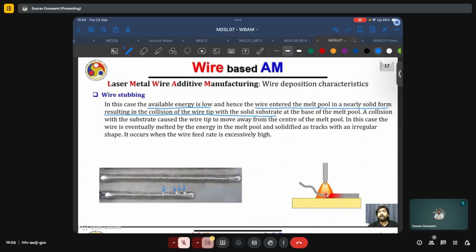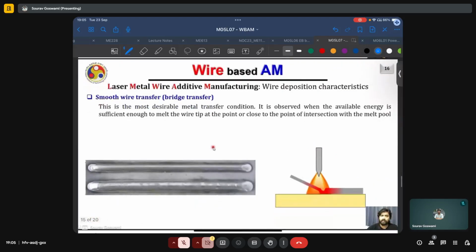It's not like the wire will remain entirely solid. In fact, most of it will melt away by the energy in the melt pool and it will solidify as tracks with irregular shape. And this can occur when the wire feed rate is too high, assuming the power and traverse speed are fixed, or if the wire feed rate and power are fixed, it can happen if the traverse speed is too high, or if both wire feed rate and speed are fixed, this can result from low deposition powers.